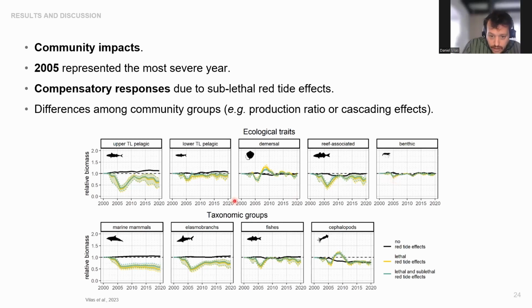We also have some differentiation when applying or not applying those sublethal effects. We see that in some cases we have a higher relative biomass when using those sublethal red tide effects, meaning that maybe it's helping some of those groups to avoid those impacted regions and swim away from those areas, since they are losing the foraging capacity.